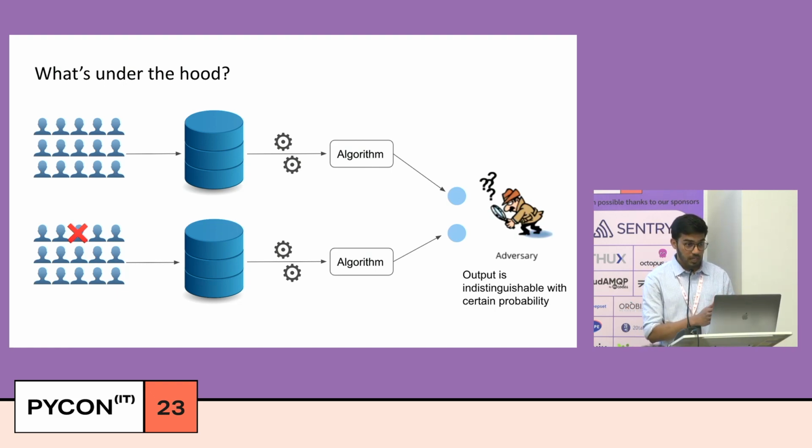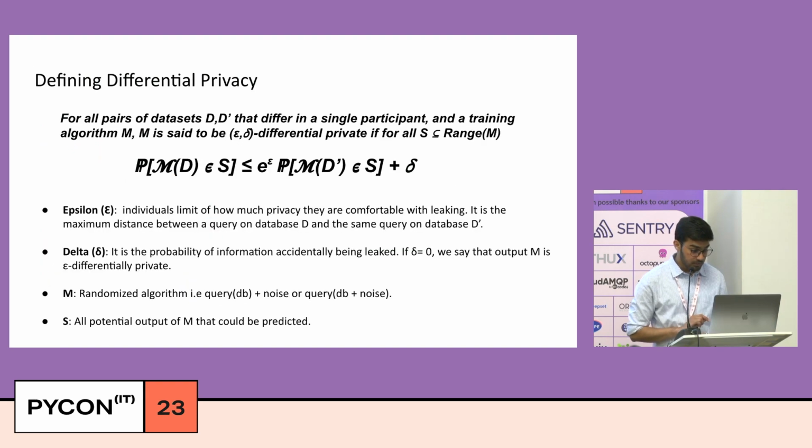So it's a property of an algorithm, not a property of the dataset. With the help of differential privacy, we can ensure that both of these outputs are indistinguishable, so you would not be able to identify any particular user's data. Now comes the complicated part of actually defining it mathematically. So far we have just discussed the goal, but it is very well formulated mathematically in this definition.